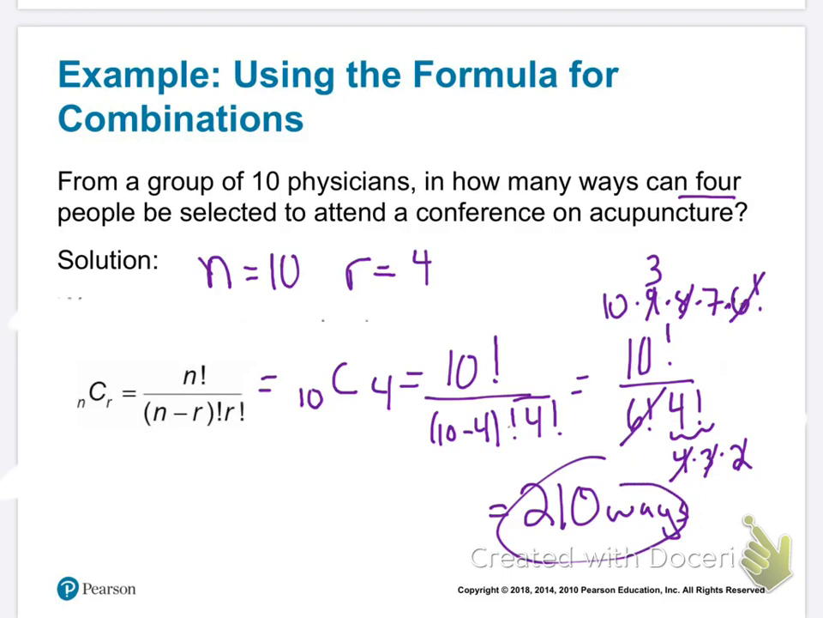So if you have 10 physicians in your group, and your hospital can only afford to send 4, you have 210 ways to choose. Okay, and the last try it yourself.